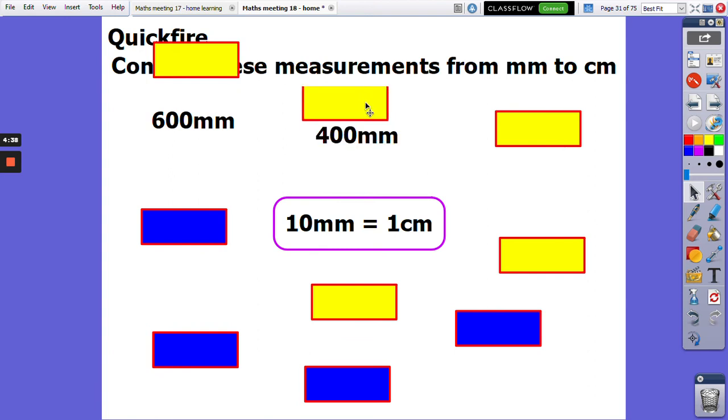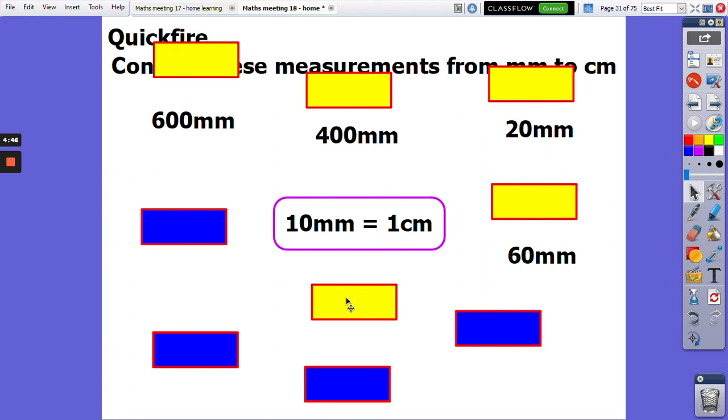60 centimetres. 40 centimetres. 2 centimetres. 6 centimetres. 3 centimetres. Okay, now you're going to shout out in centimetres and millimetres.